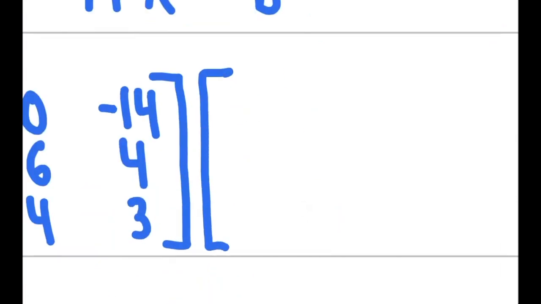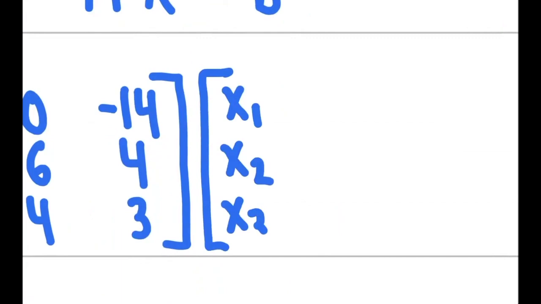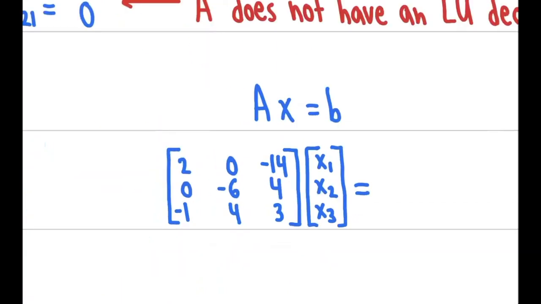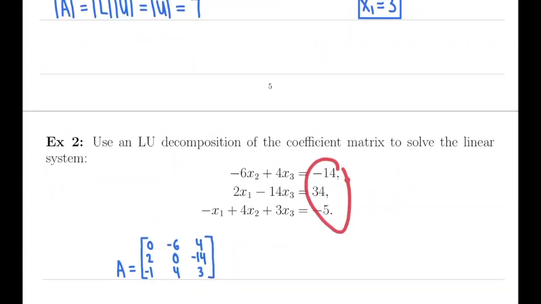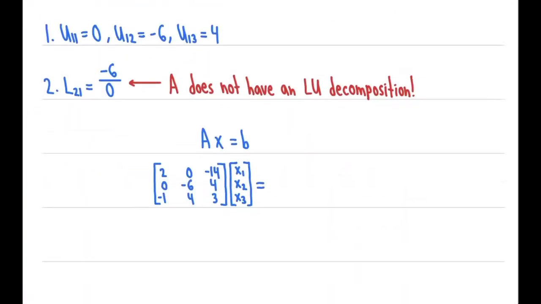So let me just write the system of equations now. We have Ax equals b. X is just x1, x2, x3. And since I swapped the first two rows, I need to also do the same thing for b. So that becomes 34, -14, and -5.